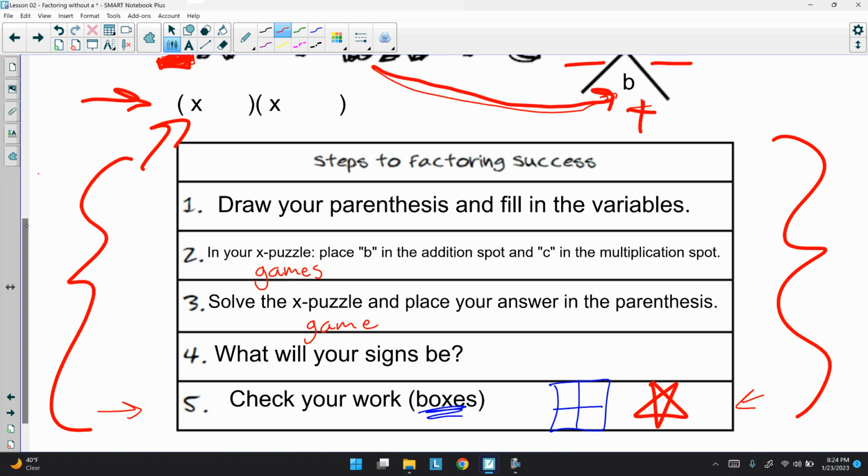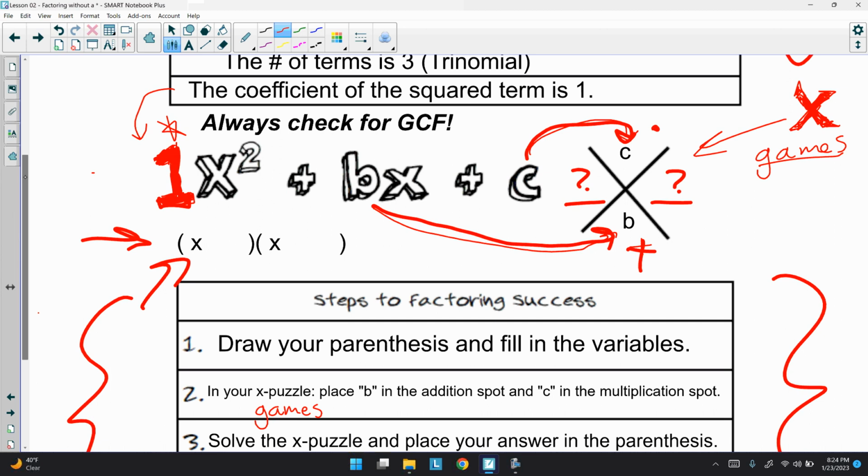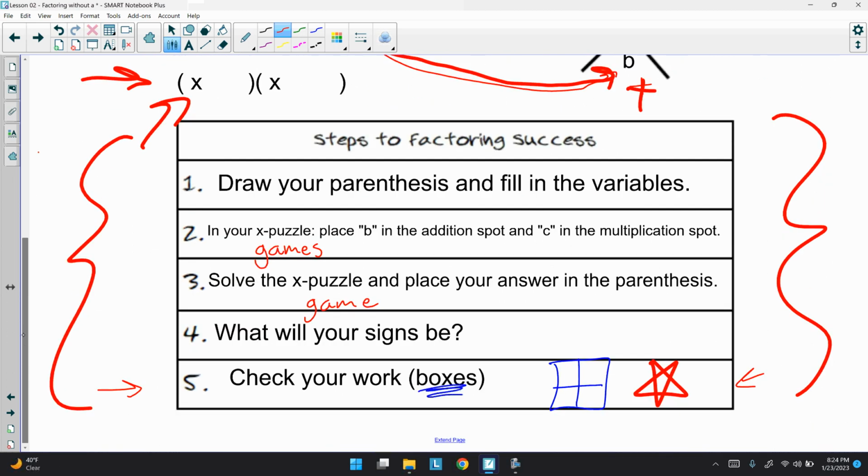Right here, always check for greatest common factor. We've got to check for those. But anyway, pause the video as you need to, and then we'll get back with you in a second.